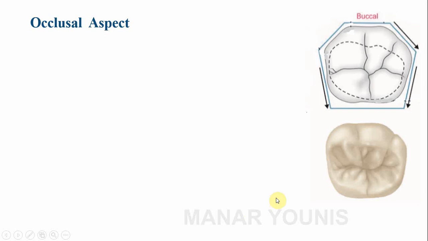The occlusal aspect. The geometric outline is hexagonal. It consists of 6 sides. As is obvious here, the crown converges lingually. There is lingual convergence, and the buccal and the lingual surfaces converge toward the distal. So there is lingual convergence and convergence toward the distal.